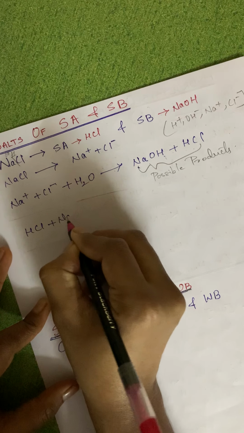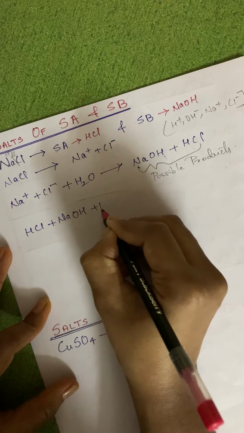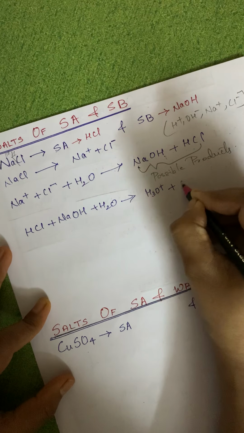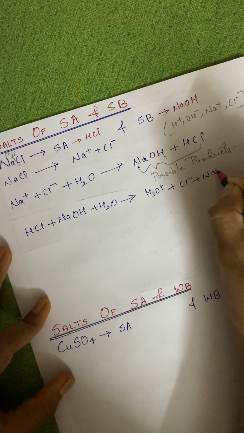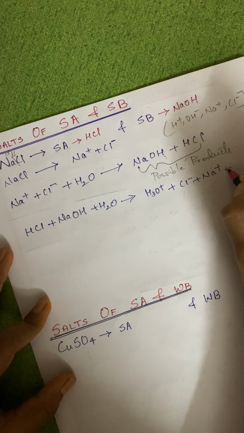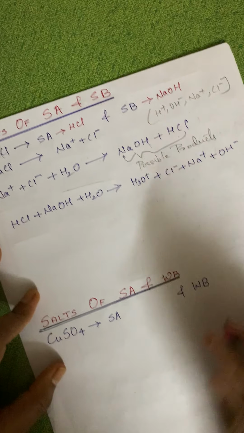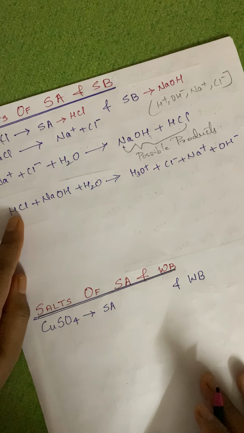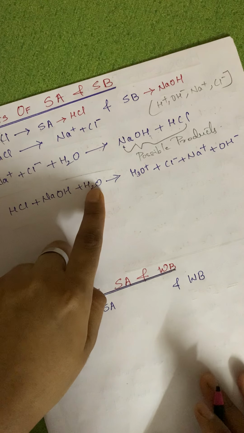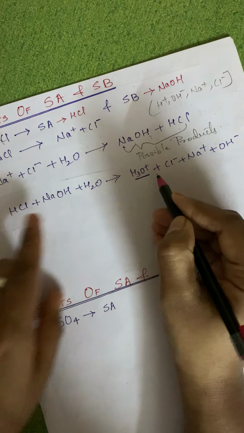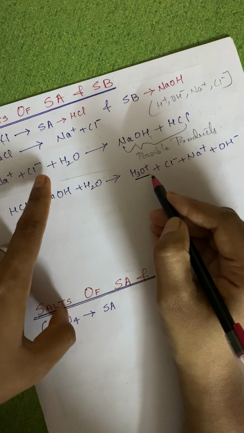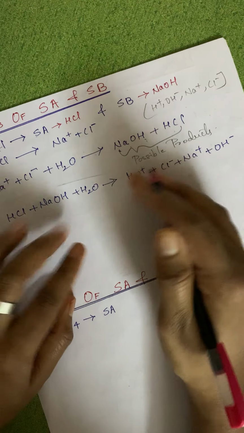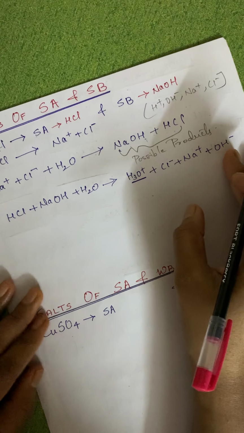HCl plus NaOH in water will form H3O plus, Cl minus, Na plus, and OH minus. Hope till here you understood. In HCl, this H will go over here and become H3O plus, Cl minus is left over here, Na plus is left over here, OH minus is left. Okay, so hopefully till here it is understood nicely.